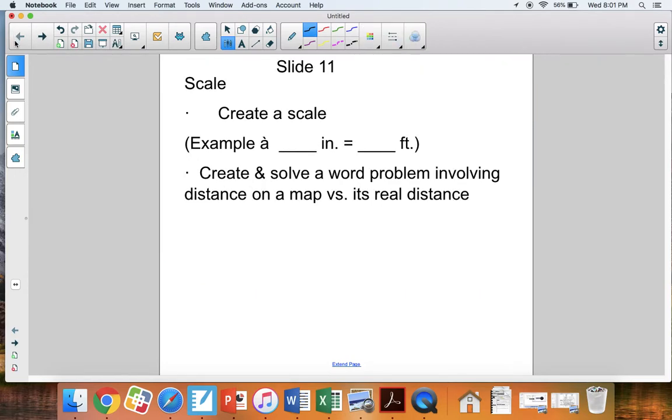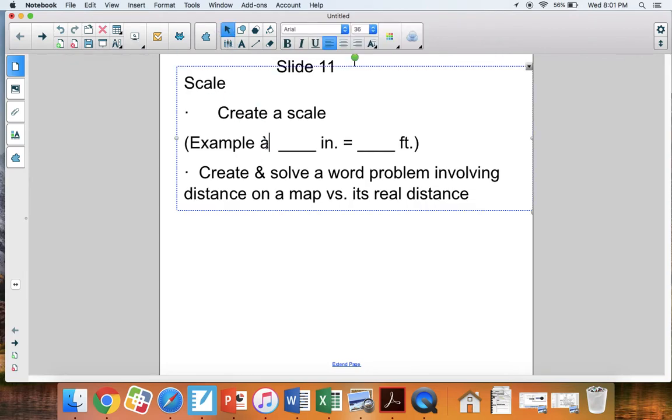Today's slide 11 is going to start by asking you to create a scale, and this is asking about scales with maps. So for example, and this is a typo right here, you might have something like 1 inch is 10 feet. Then you're going to create and solve a word problem involving distance on a map versus its real distance.